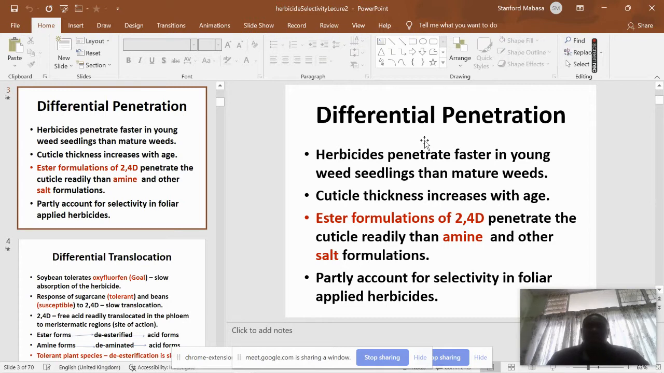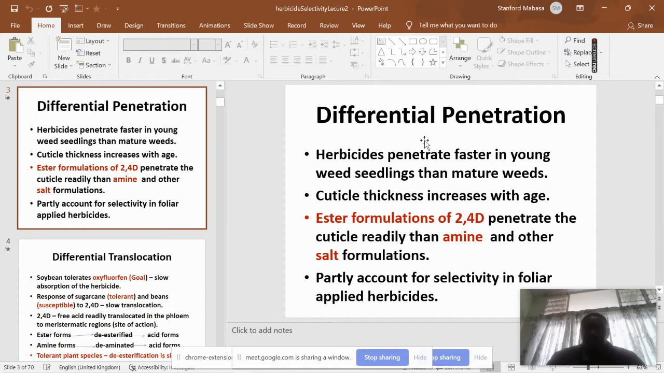Remember, this is why we say when you are putting post-emergence herbicides, you should do it timely. Apply the herbicide when the weeds are still at the young stage. If you miss it, then you are not going to kill the weeds. And it happens several times on farms where farmers fail to kill these weeds simply because they are just mature during the time of application.